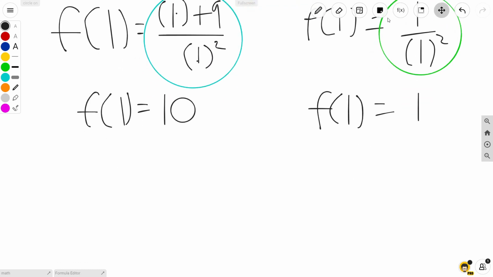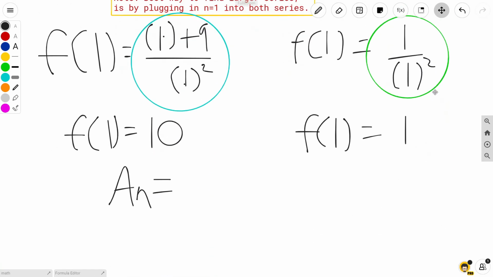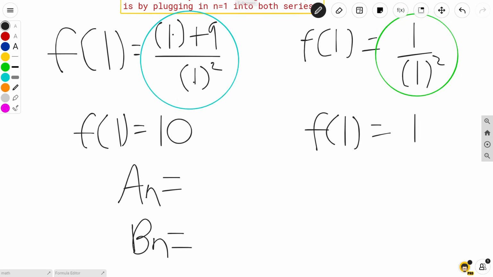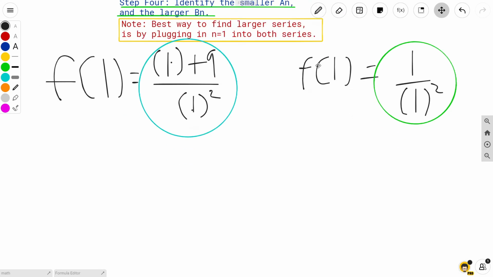Down here, we're going to take note of our a sub n and our b sub n. So a sub n, b sub n. Our a sub n, the smaller one, would be this one on the right hand side, which was n divided by n squared. And on the left hand side, the larger one is n plus 9 divided by n squared.